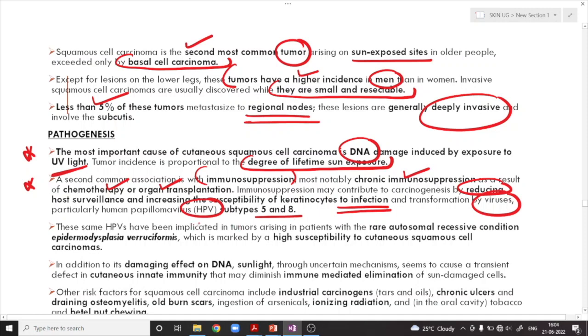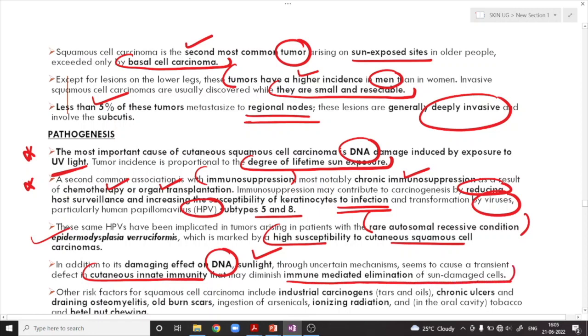Now, these same HPVs have also been implicated in tumors arising in patients with a rare autosomal recessive condition like epidermodysplasia verruciformis, which is marked by a high susceptibility to cutaneous squamous cell carcinoma. In addition to its damaging effect on the DNA, the sunlight, through an uncertain mechanism, seems to cause a transient defect in the cutaneous innate immunity, that may diminish the immune mediated elimination of the sun damaged cells. So that is also there.